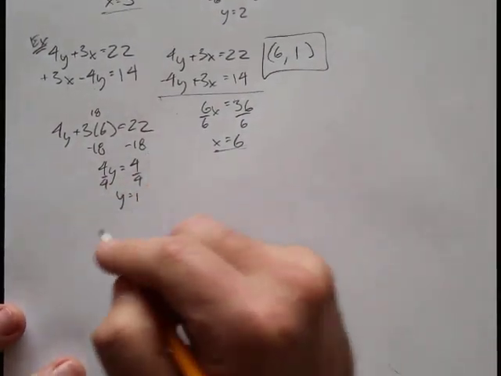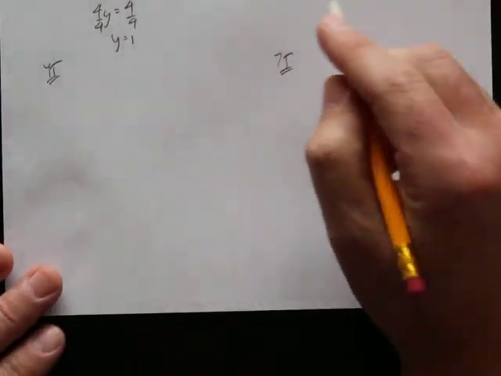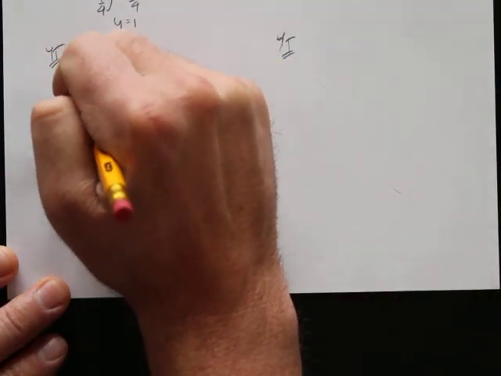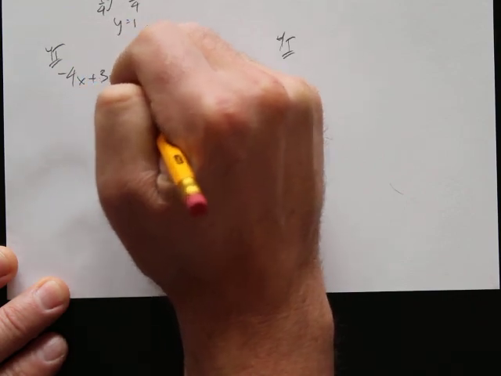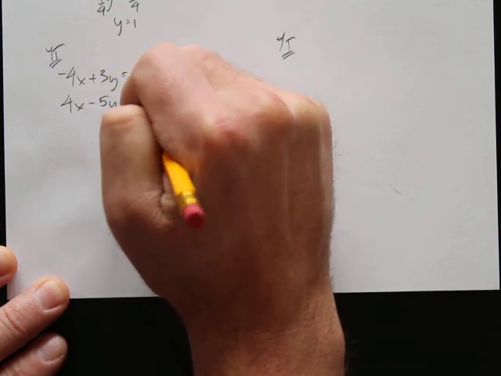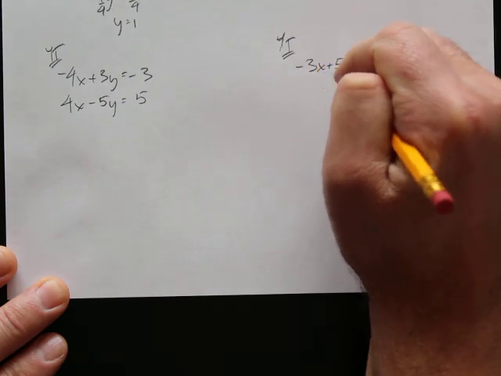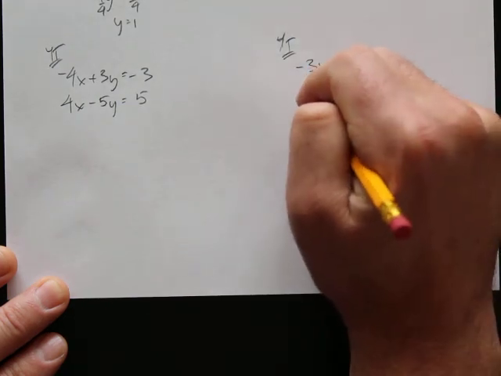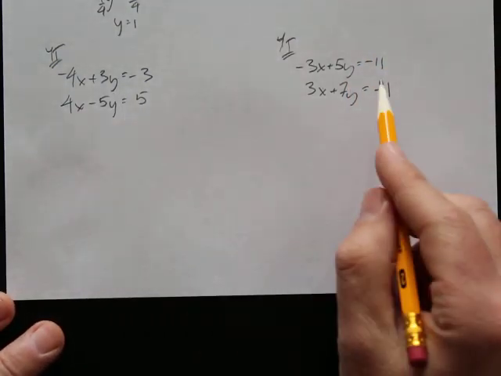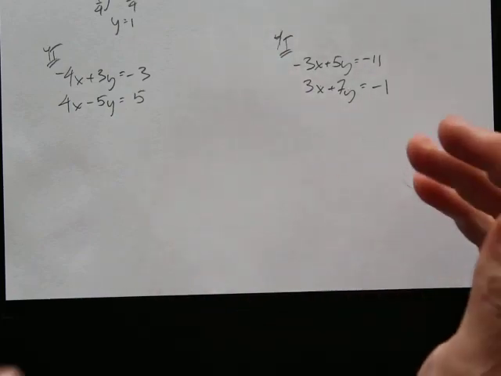All right, you try a couple here. 2 you tries. Negative 4x plus 3y equals negative 3. 4x minus 5y equals 5. And for the other you try, negative 3x plus 5y equals negative 11. And 3x plus 7y equals negative 1. All right, go ahead and do these two. Pause, do these two, and we'll see how you did. Go.